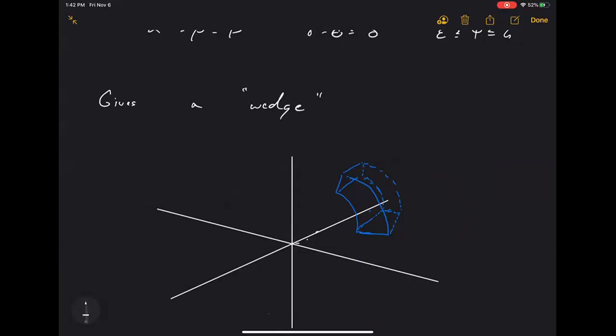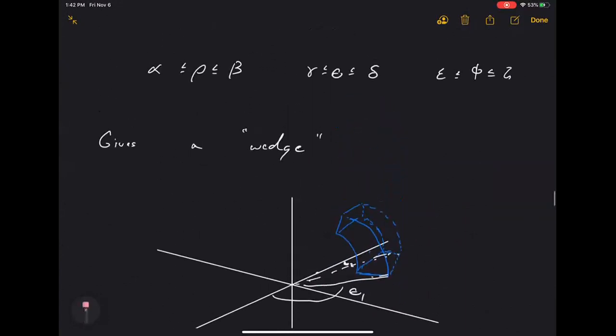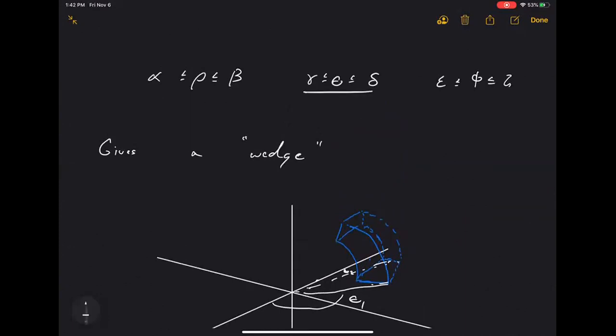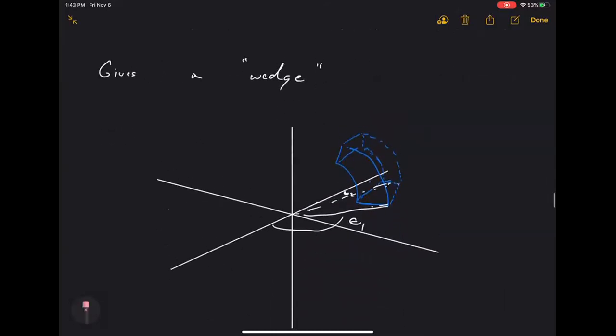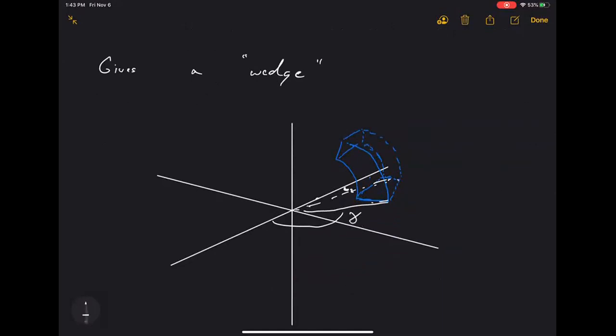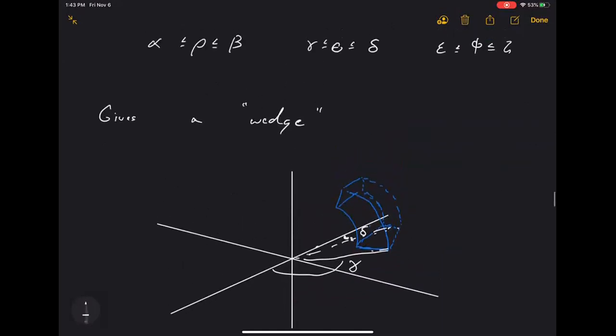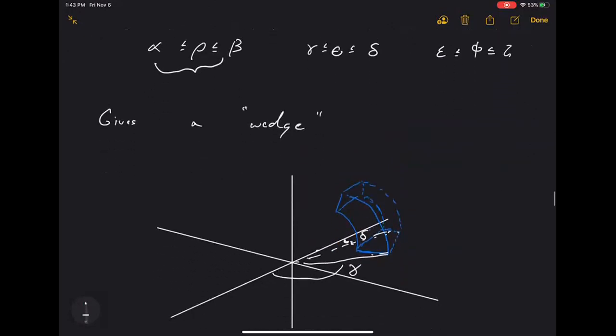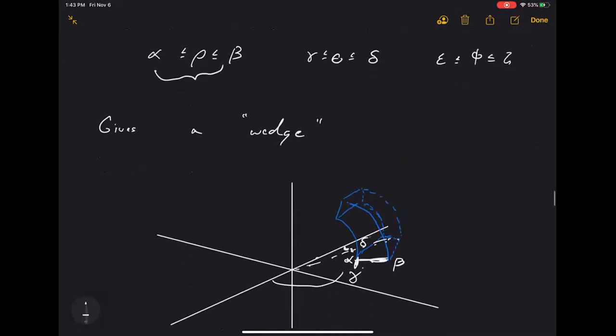Think of these lines as giving me the sides of this wedge. This side of the wedge is theta 1, and this side of the wedge is theta 2. Or, let's see, what did we say about our theta? Theta is between gamma and delta. So I could think of this angle as gamma and this angle as delta over here. And then my rho is between alpha and beta. My object starts here at this radius, which is alpha, and then it goes this far back to this radius, rho beta.